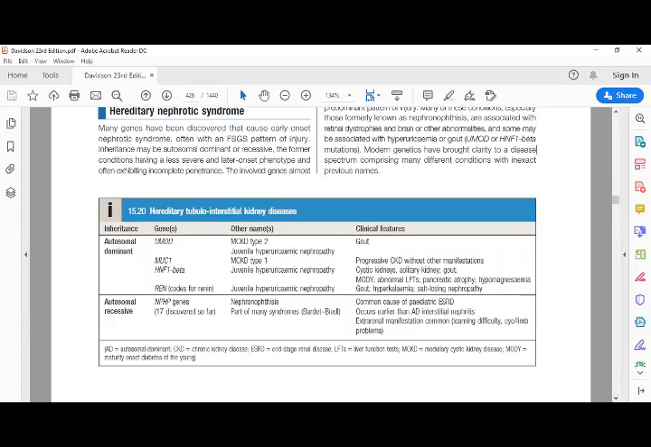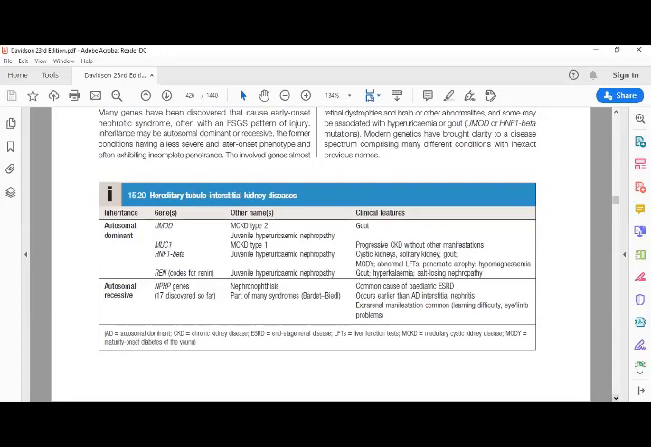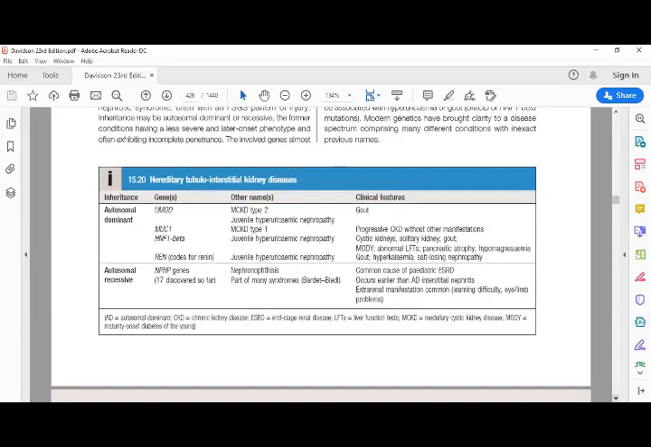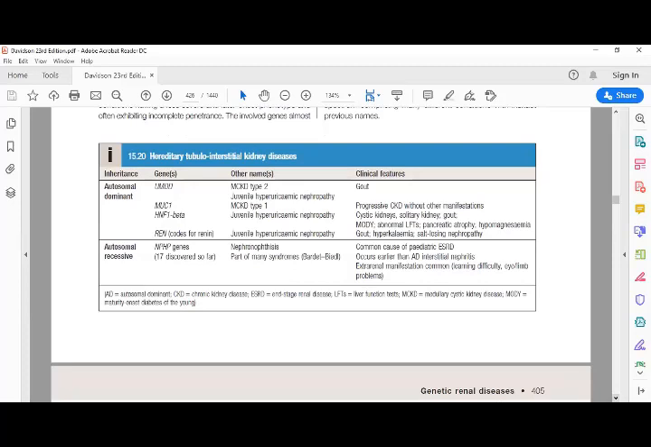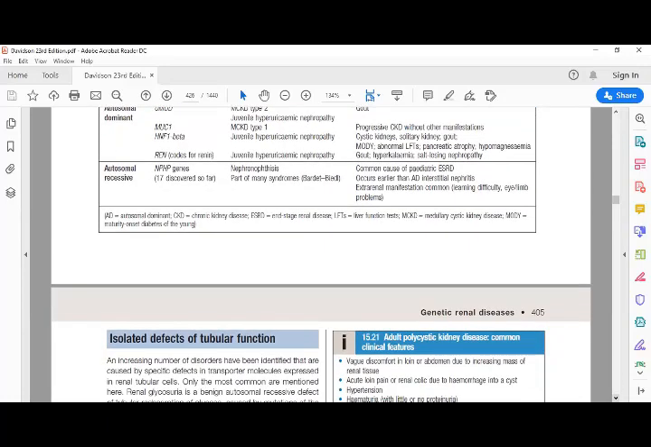Autosomal recessive NPHP genes, nephronophthisis, part of the many syndromes including Bardet-Biedl syndrome, a common cause of pediatric end-stage renal disease, occurs earlier than autosomal dominant interstitial nephritis. Extrarenal manifestations are common: learning difficulty, eye and limb problems.